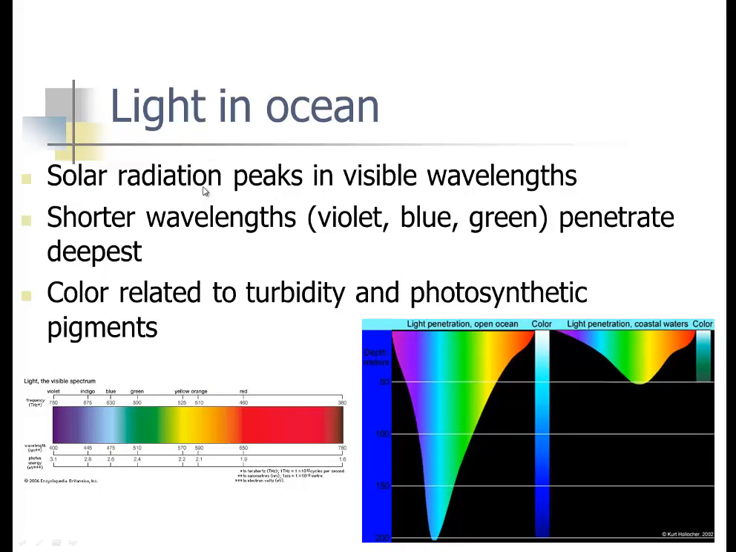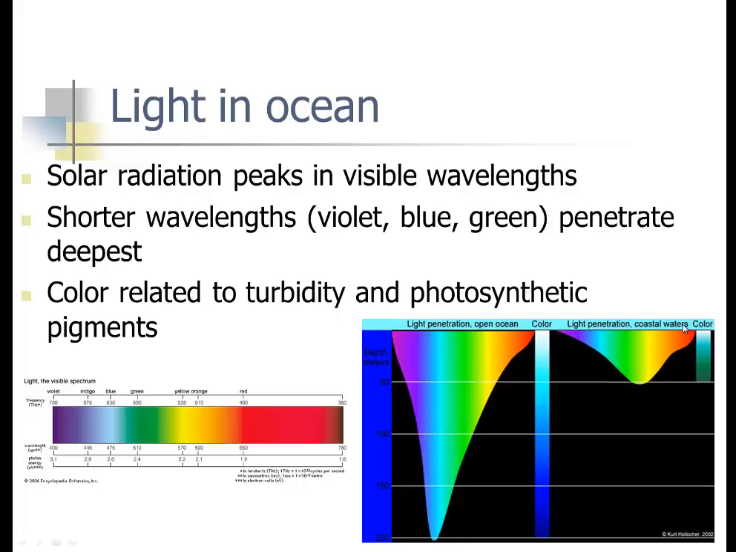Light in the ocean, solar radiation peaks in the visible. Same with our eyes. Our atmosphere does a really good job of letting visible light in and trapping the rest of these things and sending them back out. Shorter wavelengths, violet, blue, and green, penetrate the deepest in the ocean. The reds, the yellows, and the purples don't penetrate as deep as the blue light, which can go all the way down to the bottom of the photic zone, to where we do not have any more light.